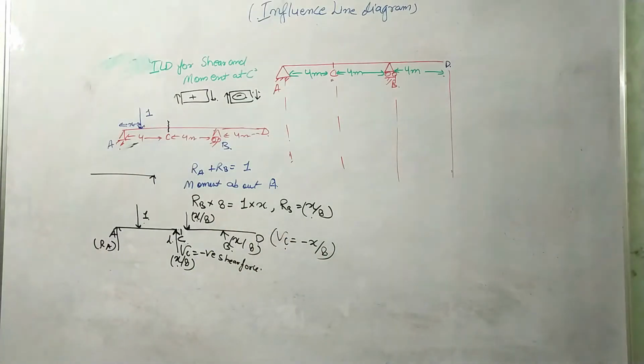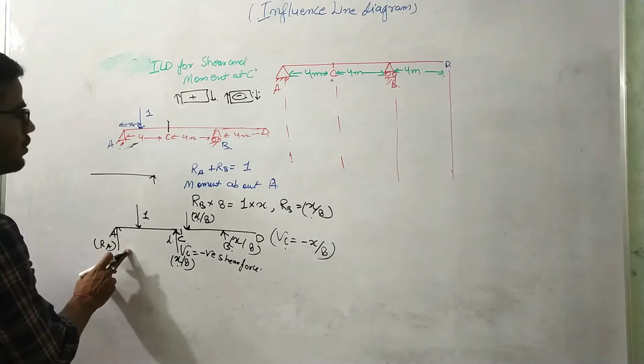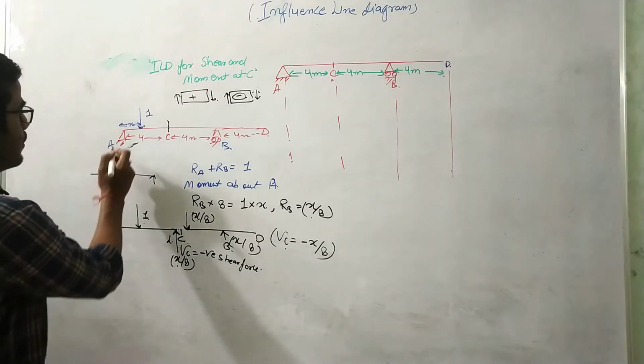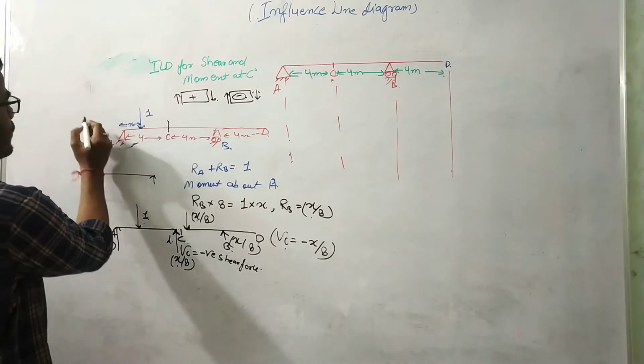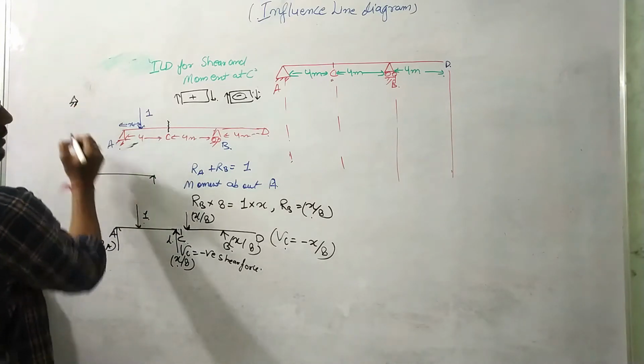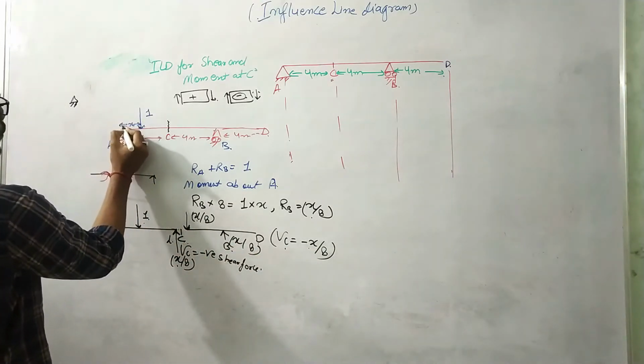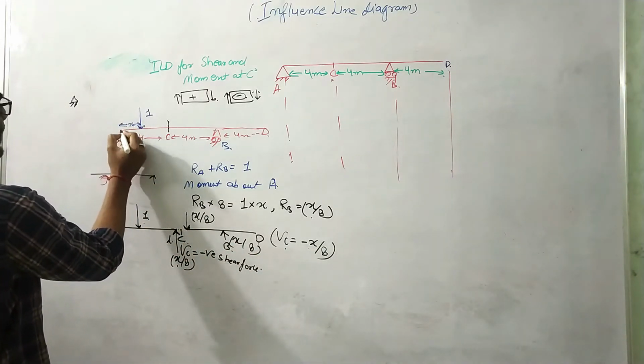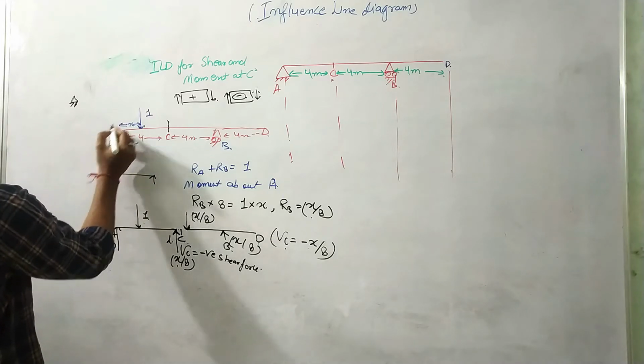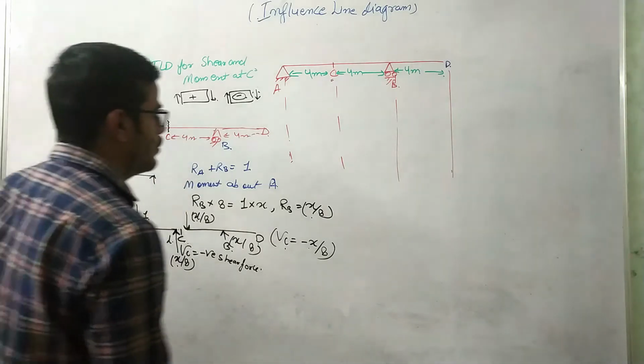8. Okay. So VC will be x by 8. So when x equals 0, then VC will be equal to 0. Why? Because this total load, one unit load, will be taken care of by the support reaction from A only. Okay, so the shear force at VC will be 0.